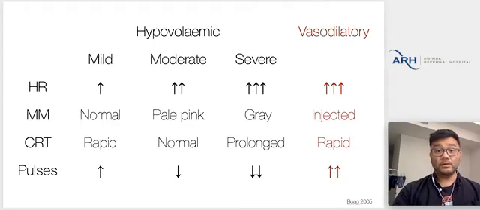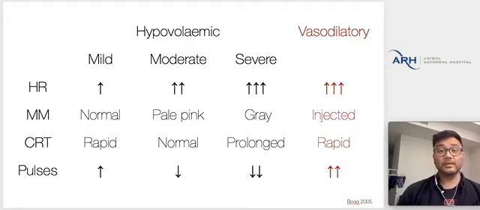This is just a general guide of the signs of types of shock. As we said before, there are compensatory mechanisms in early or mild states. And so in mild hypovolemic shock, the heart rate can be high, but the CRT can be rapid to compensate by increasing stroke volume, and our pulses can also be a bit more hyperdynamic. Then as the severity increases, the parameters become more abnormal. Now in the vasodilatory phenotype of shock, the heart rate is usually much higher, our mucous membranes are red and injected, and the CRT is brisk, and the pulses are often bounding or hyperdynamic.